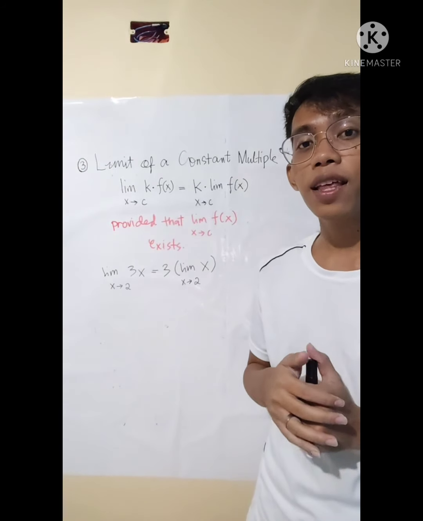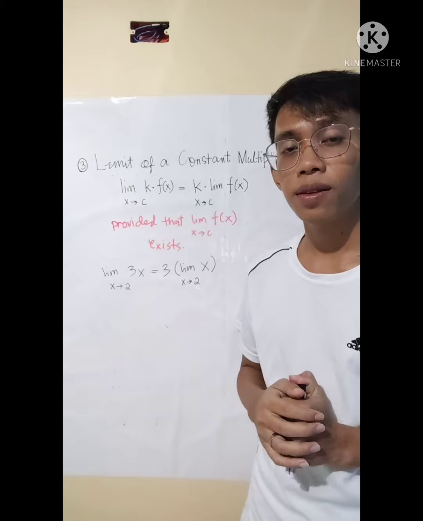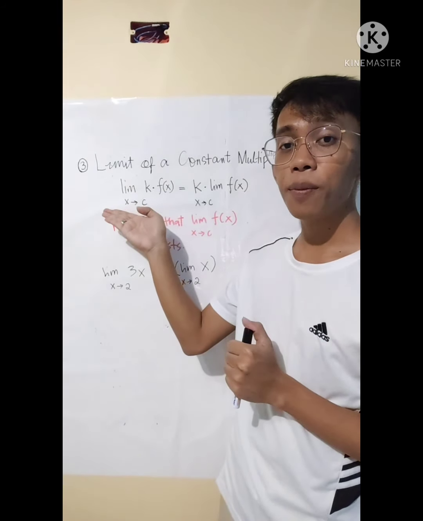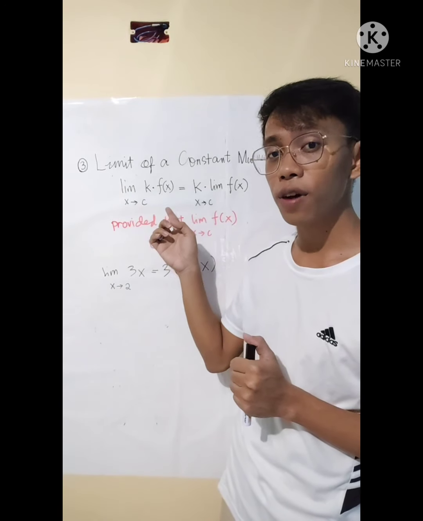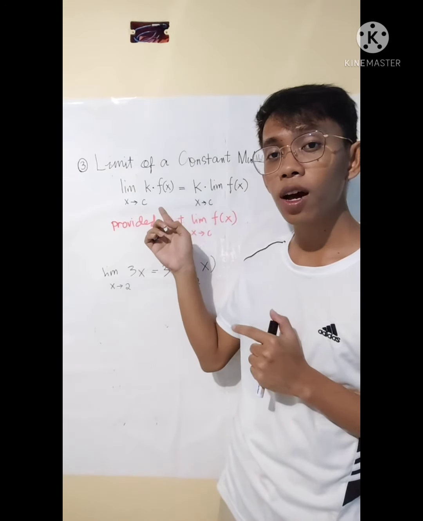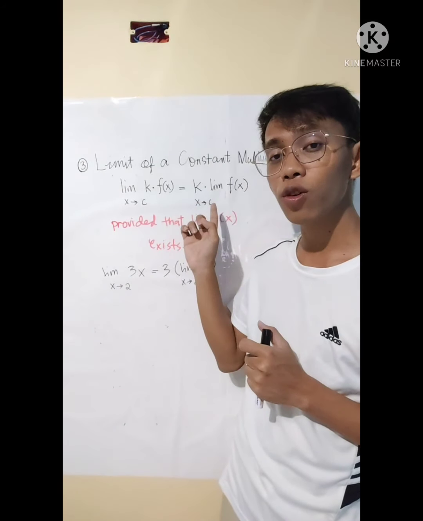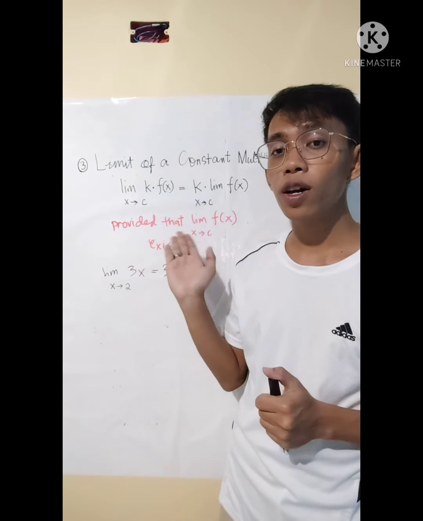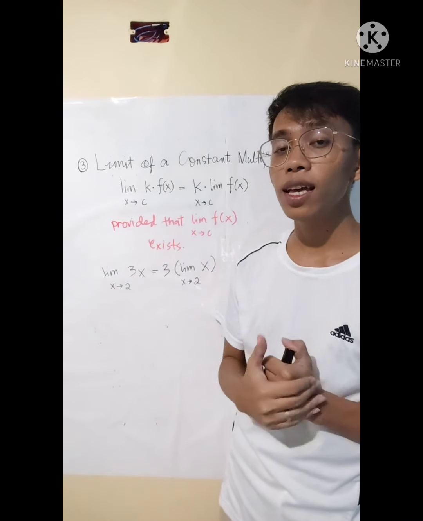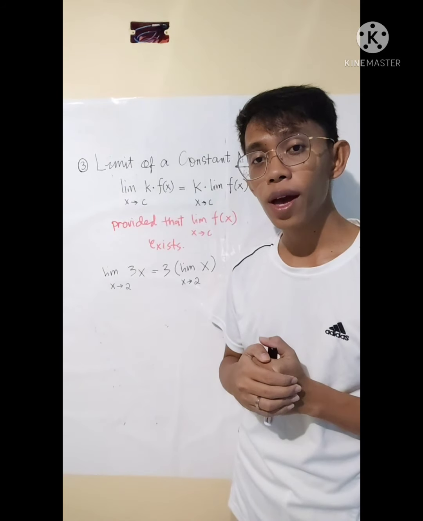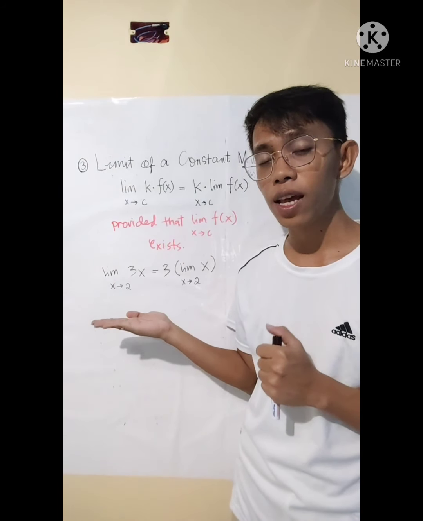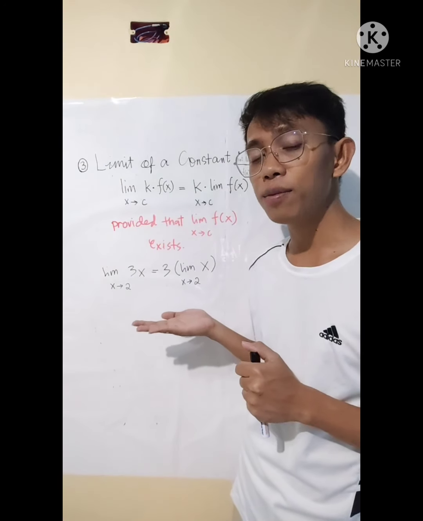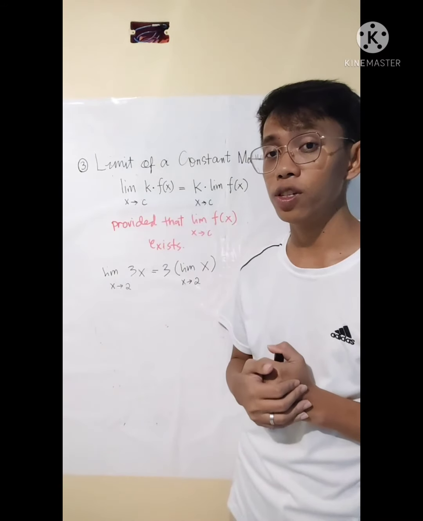Number 3 is the limit of a constant multiple. At sinasabi ng law na ito na yung limit daw ng product ng isang constant tsaka ng isang function ay equal dun sa product nung constant tsaka yung limit ng function as x approaches c. Provided na yung limit ng function as x approaches c, nag-i-exist yon. As our illustration, we have here the limit of 3 times x as x approaches 2. Equal daw yan sa 3 times the limit of x as x approaches 2.